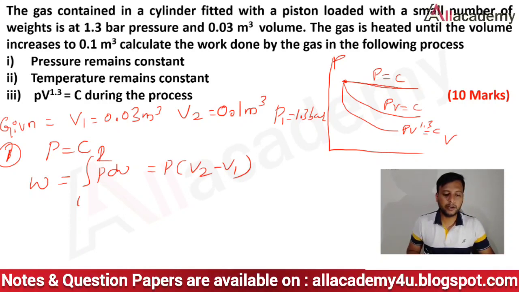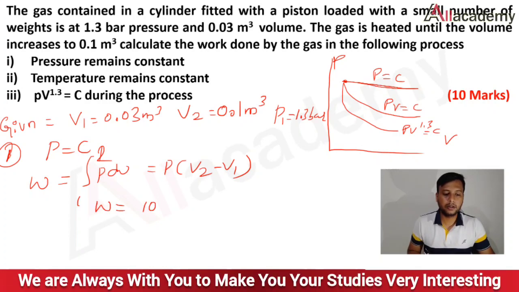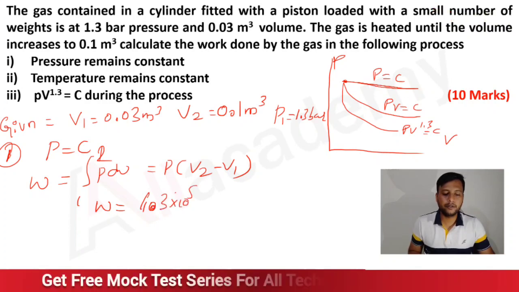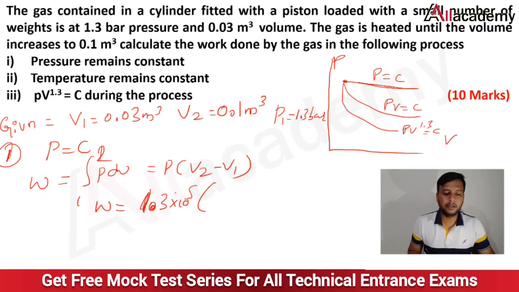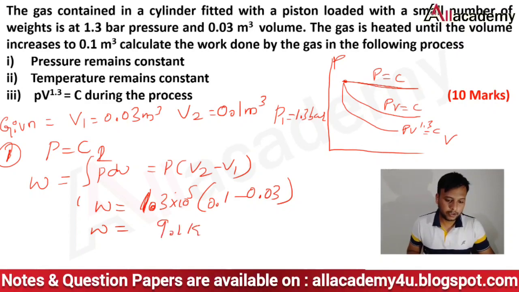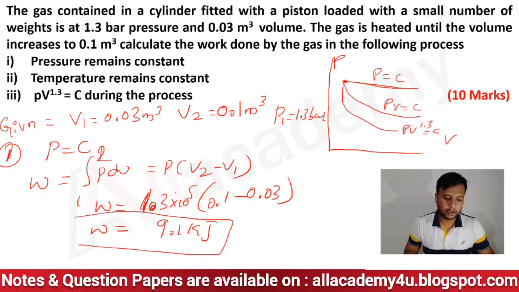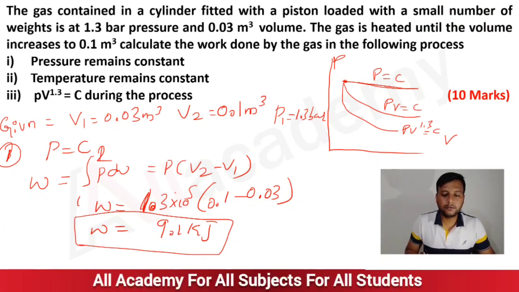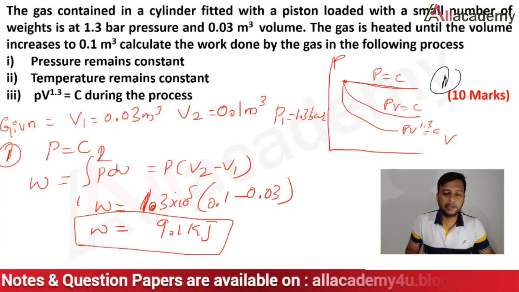Let us substitute all the values. The work done will be the pressure, 1.3 into 10 raised to 5, times V2 minus V1, that is 0.1 minus 0.03. So the work done for the constant pressure process is around 9.1 kilojoules. Now for the mark distribution here: if you draw the PV diagram, 1 mark is allotted. Then the calculation of the work done for the constant pressure process carries 3 marks.